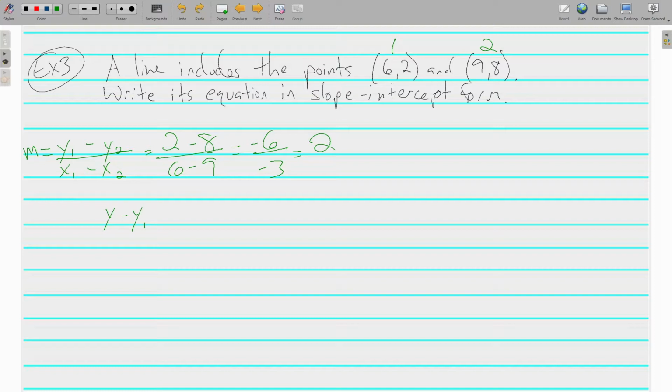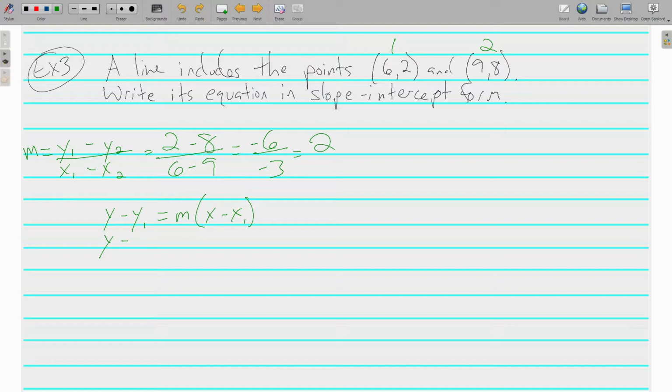y minus y1 is equal to m times x minus x1. This is point slope form. It does not matter if you use point 1 or point 2 when you do this. I'd pick the one with the prettiest, easiest, smallest-ish numbers. I'm going to use point 1.